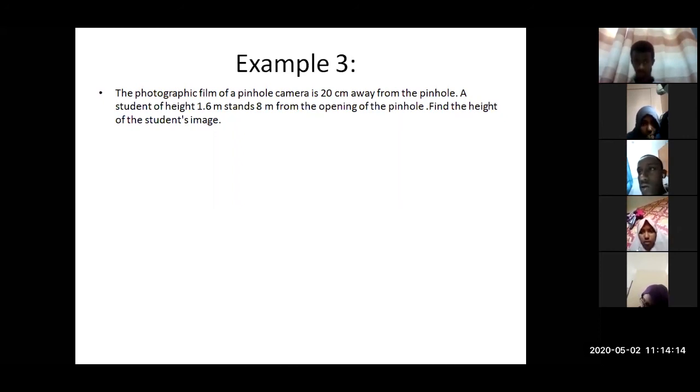Remember to identify the hi, the ho, the v, the u. And then apply the formula hi/ho is equal to v/u.